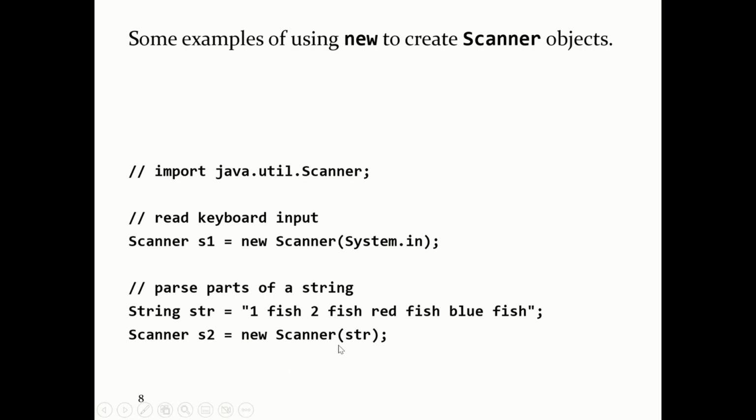You can also create a Scanner that processes a string. Here we make a new Scanner object and pass in a string that the Scanner object can scan. So you can use the Scanner object to scan that string and pull out the 1, the fish, the 2, the fish as separate strings.